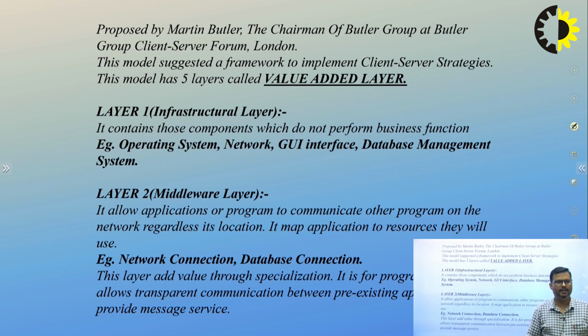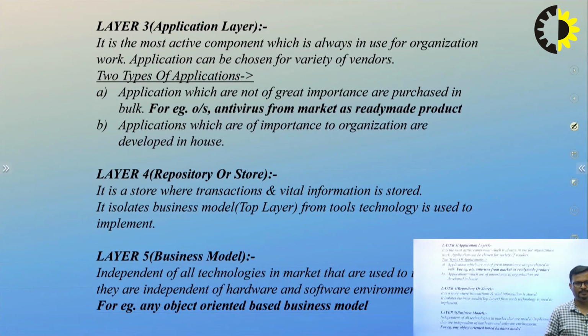Here the first layer is called the infrastructure layer. It contains those components which do not perform business function: operating system, network, GUI, database management. Middleware layer allows the application or program to communicate with programs on the network regardless of location. It maps applications to the resources they will use, like network connection and database connection.